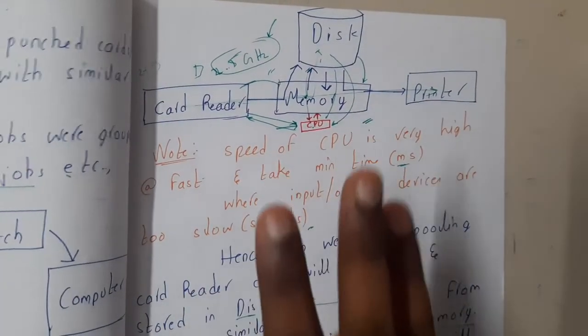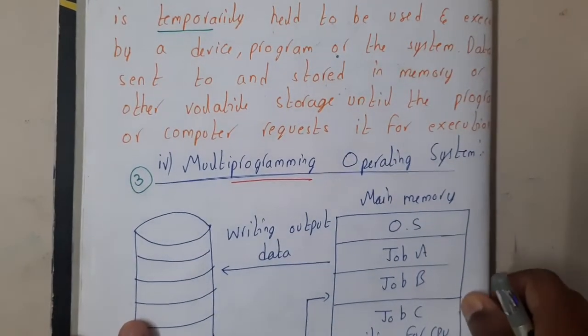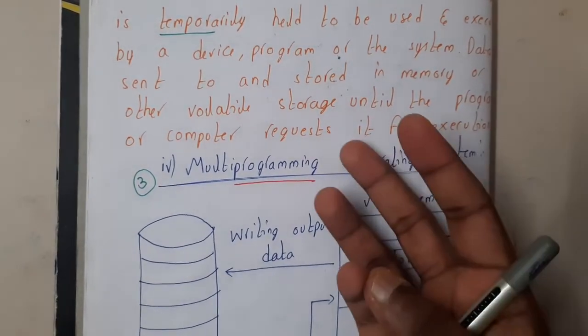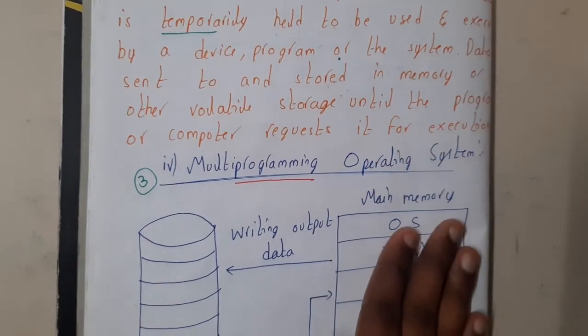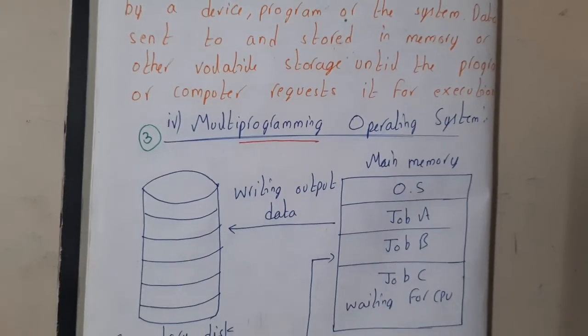Now you have some basic idea about the first 3 types of operating systems, right? In the next lecture we will continue with the next 3 types. They are multi-programming, multi-processing, and so on. So let us meet in the next lecture and discuss them.